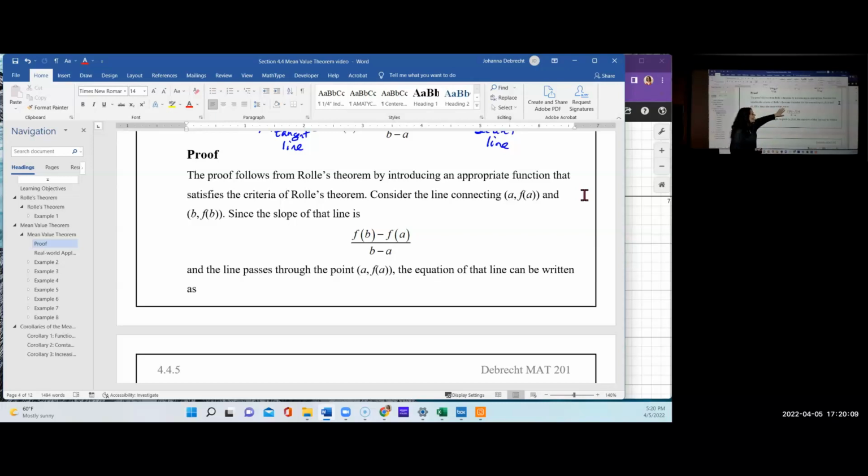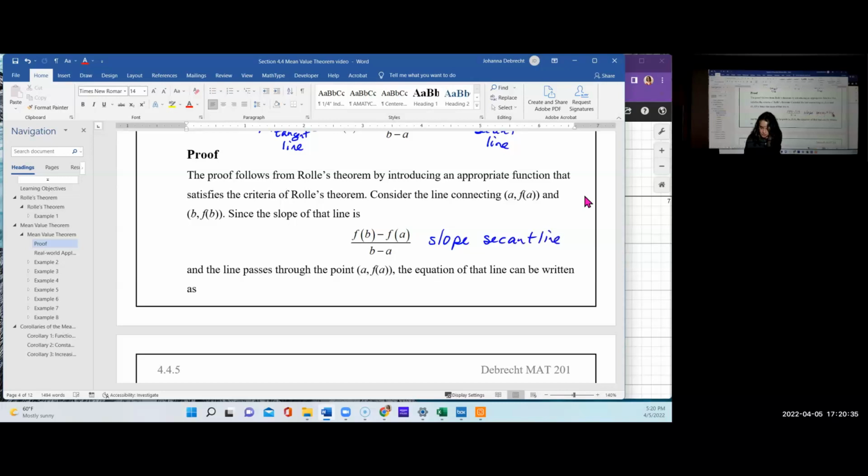Now we need to connect the endpoints, which is (a, f(a)) and (b, f(b)), together to make the secant line. And the slope of that line is given by y1 minus y2 over x1 minus x2. This is the slope of the secant line. And of course, the line goes through the points (a, f(a)) and (b, f(b)).